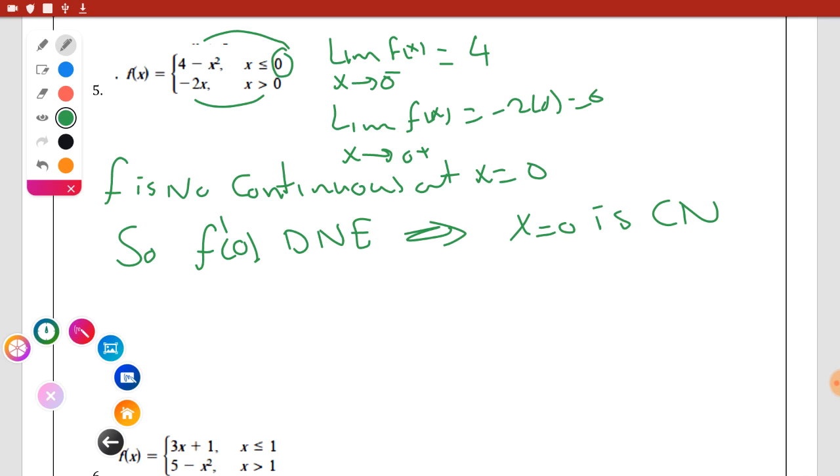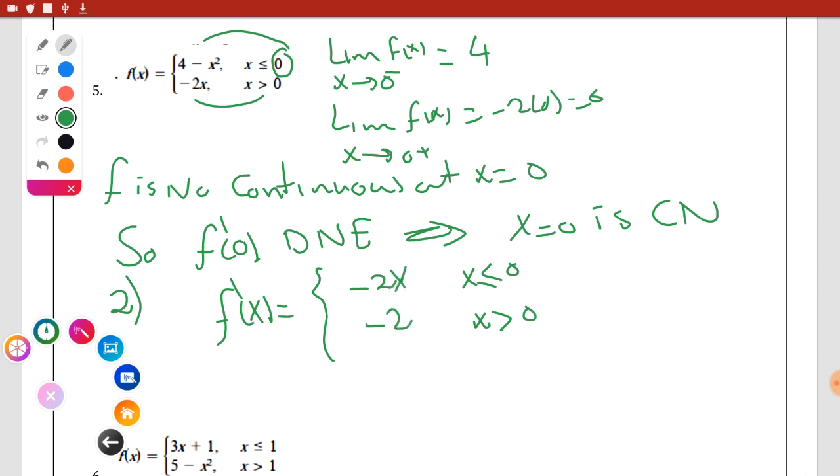The second one, I have to know the interval in which the function increases or decreases. I will use the first derivative test. So I have to find the derivative of the function, which is the derivative of the first rule when x is less than or equal to 0, and of the other rule for x greater than 0. The derivative of the first rule will be negative 2x. The other one will be negative 2. I think it's easy up to now.